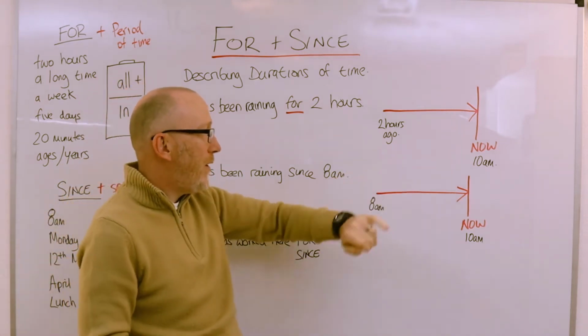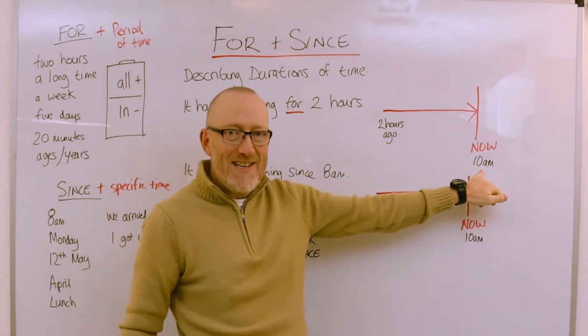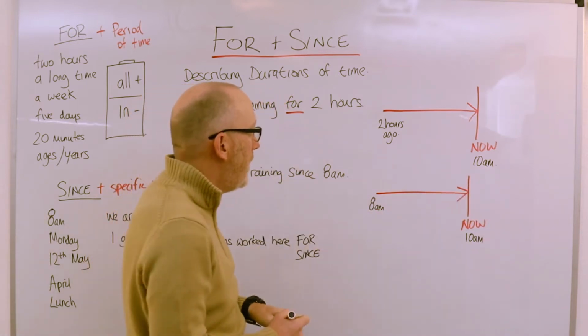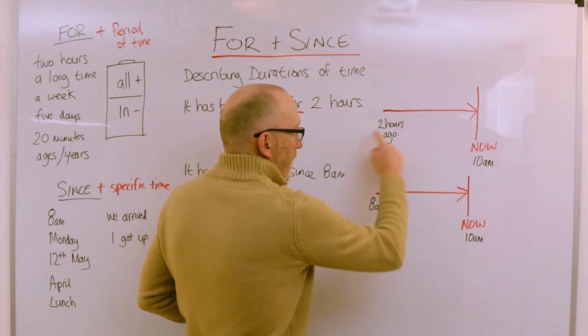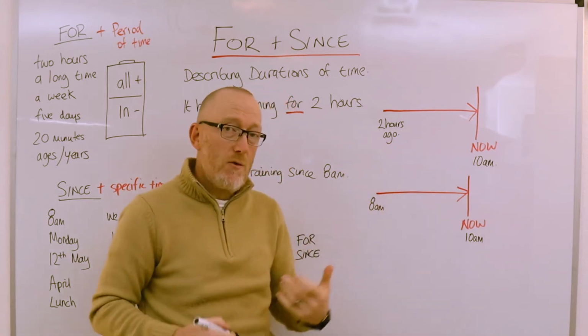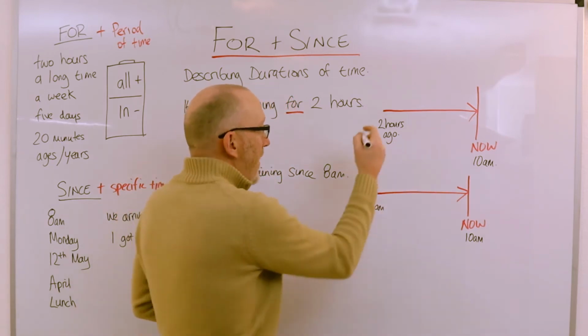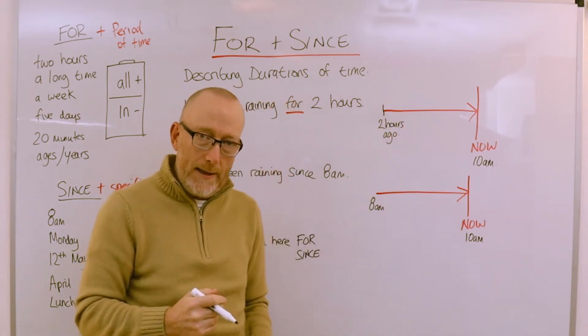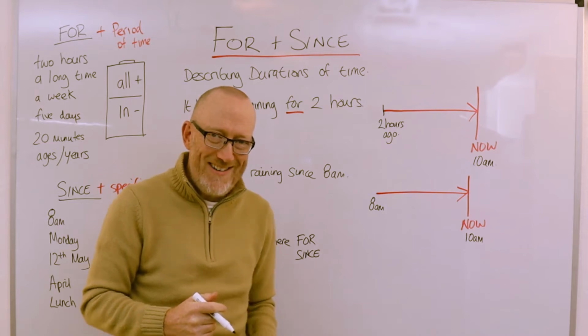So it has been raining for 2 hours. In this example you can see the time now is 10 a.m. So this period of time is describing 2 hours. So it started raining 2 hours ago. Yeah? Are you with me so far?